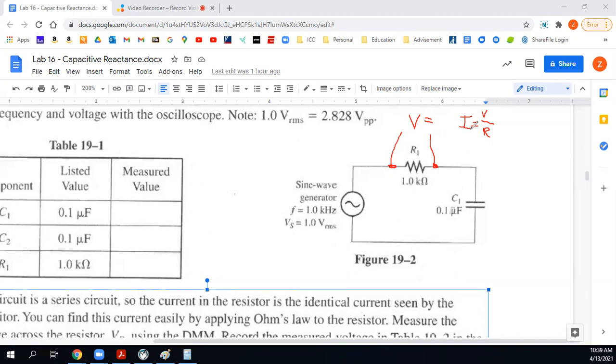So is the current in the resistor going to be the same as the current in the capacitor? Yes. If you measure the voltage across the resistor, you can find the current in the resistor. That current is going to be the same as the current going through the capacitor.